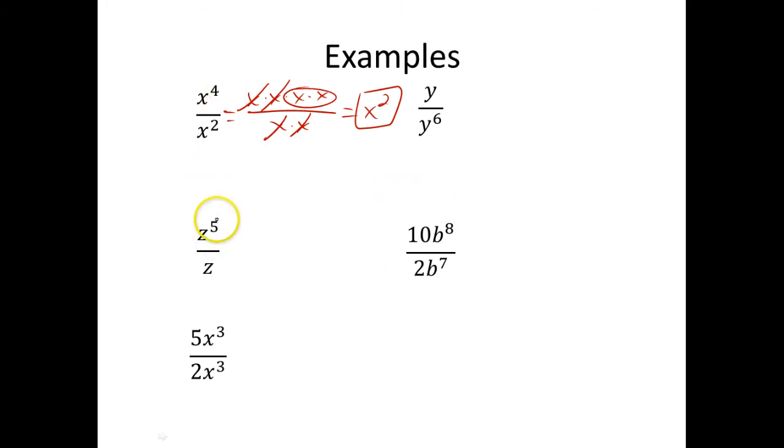Let's try the next one here. So we have z to the 5th on top and z on the bottom. So technically there's a 1 there. And if you think about it, we have 5 z's on top, we have 1 on the bottom. One of those is going to cancel, so we're going to end up here with just z to the 4th.